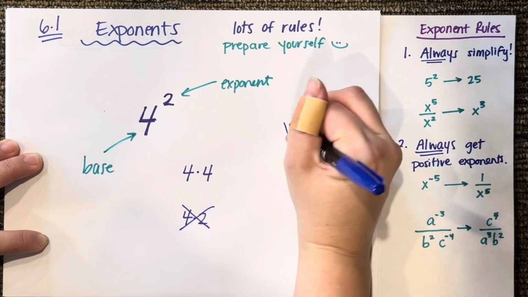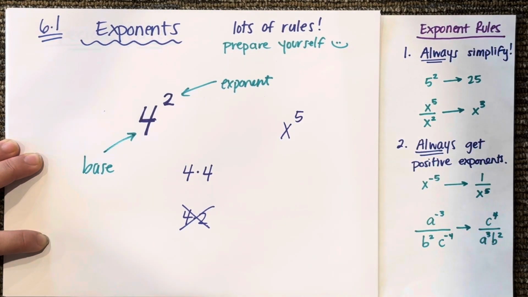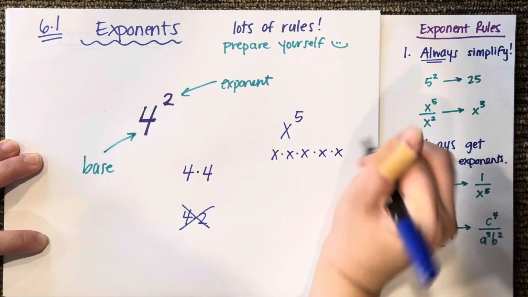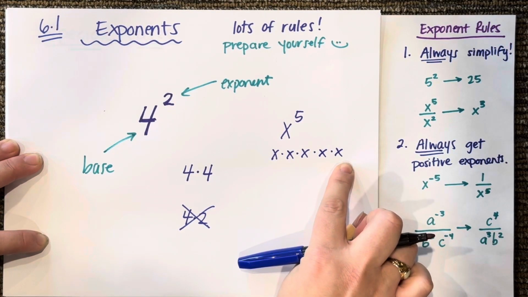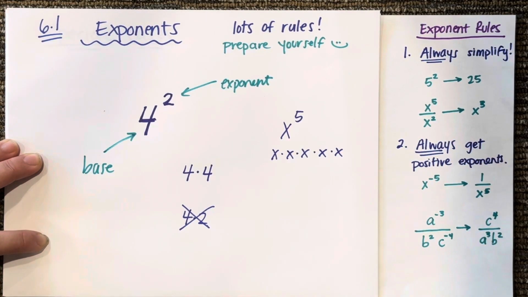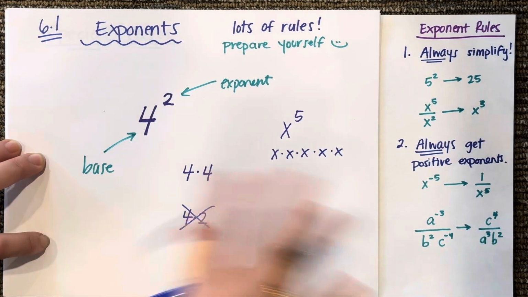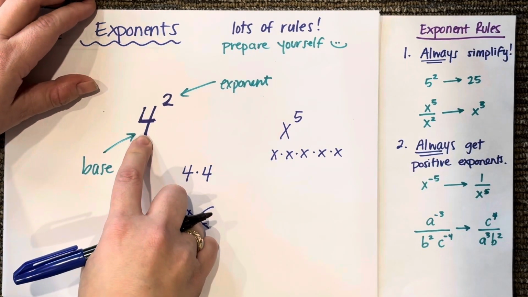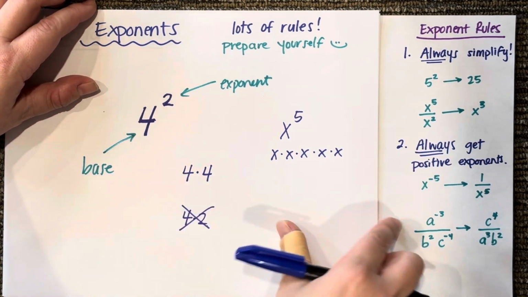If I had x to the 5th, this means x times x times x times x times x. It means 5 x's multiplied by each other to get x to the 5th power, okay? There you go, just basic vocab. The base becomes important because we need to look at things that have the same base as we go through here, all right?